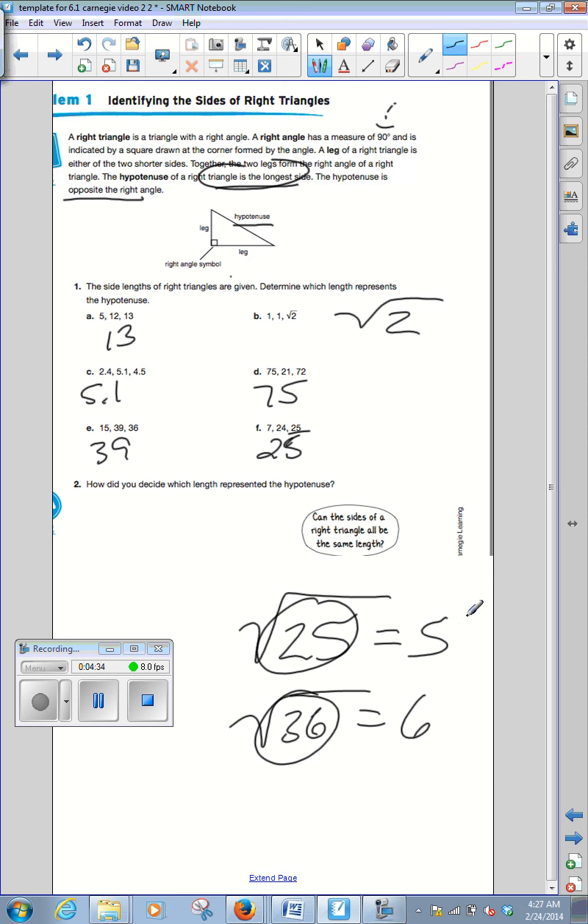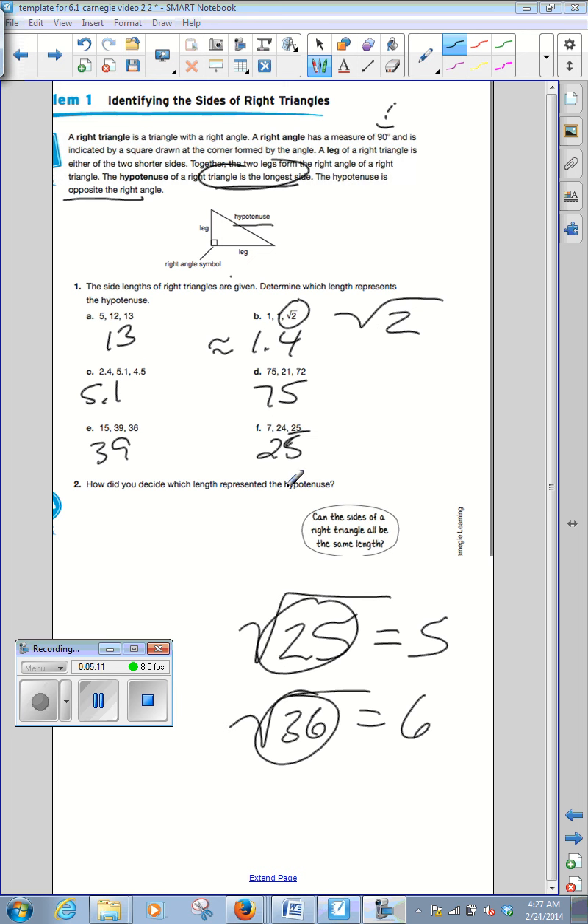Okay, so we don't have a whole number. There's no such thing as a whole number that times itself is going to give you 2. From previous lessons, you've seen how to use your calculator to figure out the square root of 2. If you put that in your calculator, it's going to be about, and I'm totally rounding to the nearest tenth, about 1.4. So out of these three numbers, we've got 1, 1, and 1.4. The hypotenuse must be the square root of 2 because it's the longest side.